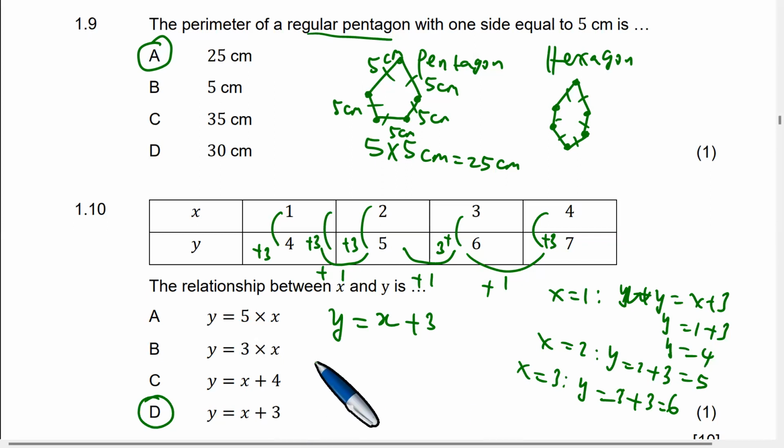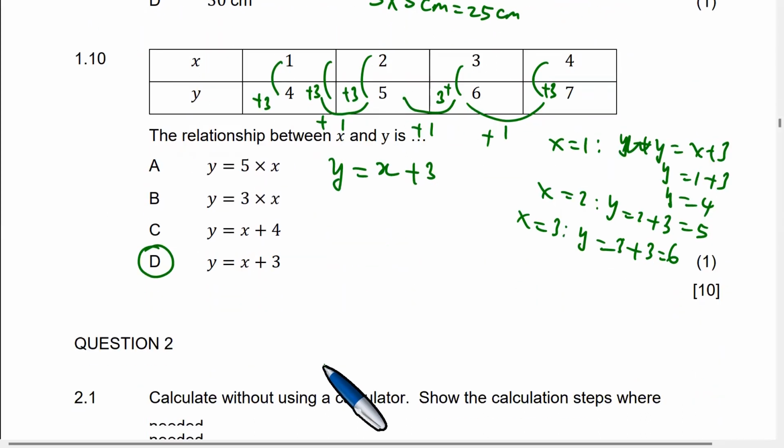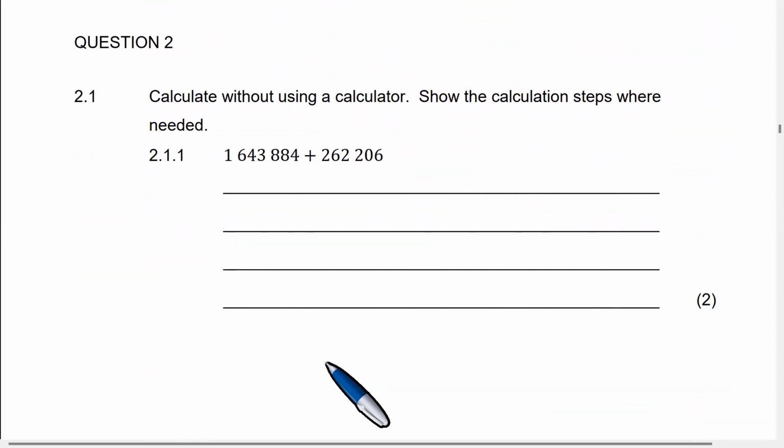Okay. Yes, sir. All right, Lindsay. Next question. Okay, we're done with multiple choice. Now we come into the long ones. Calculate without using calculator. Show the calculation steps where needed. Okay. What do you think the answer is to this one?